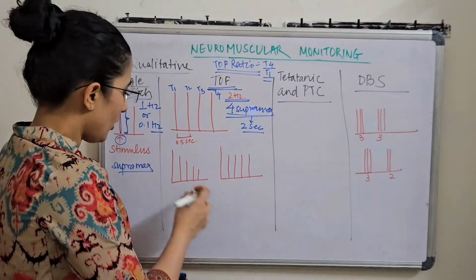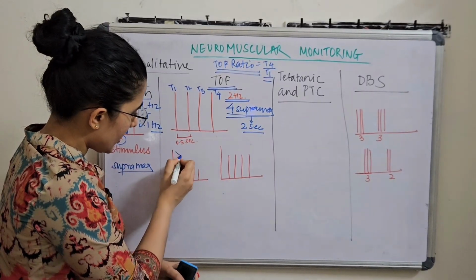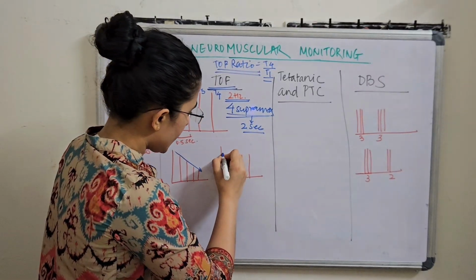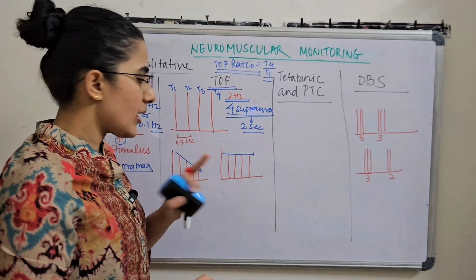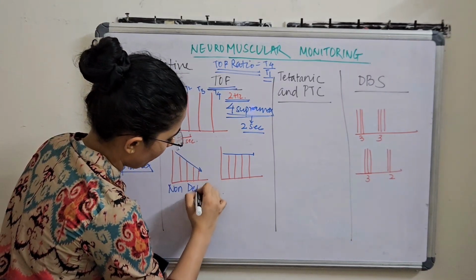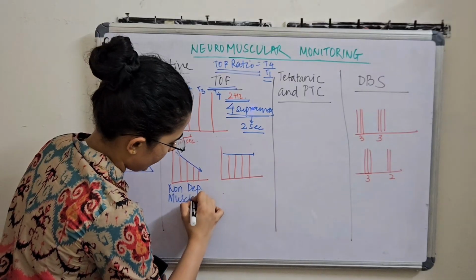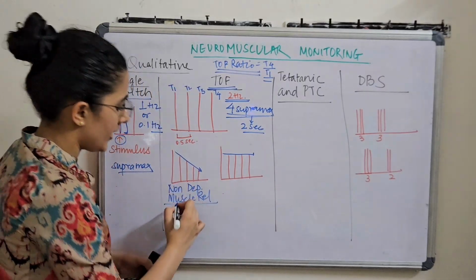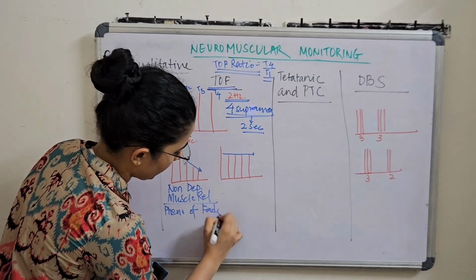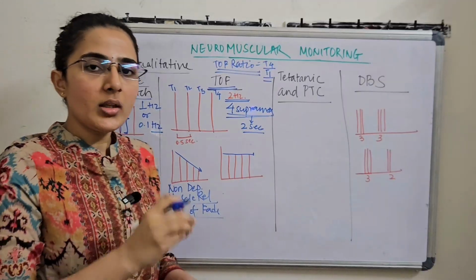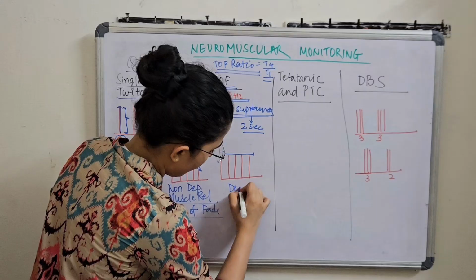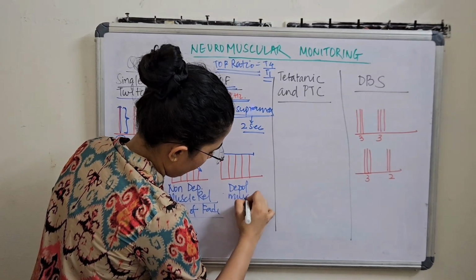Okay. So I have drawn 2 graphs. In one, you can see there is a gradual decrease in the amplitude. In the other one, we can see there are 4 responses of equal amplitude. The gradual decrease is seen in non-depolarizing muscle relaxant. This is called the phenomenon of fade. That is seen in the case of non-depolarizing muscle relaxant, whereas the equal amplitudes are seen in the case of depolarizing muscle relaxant.